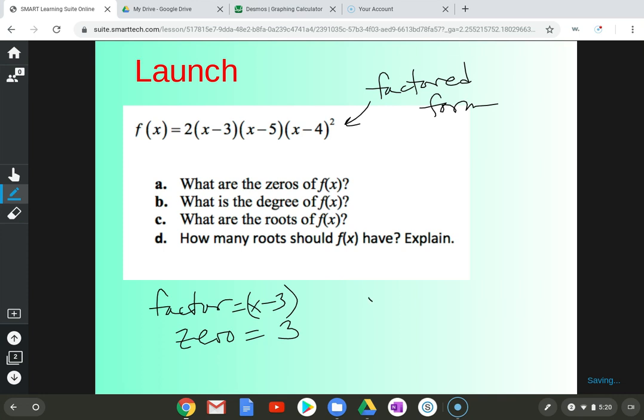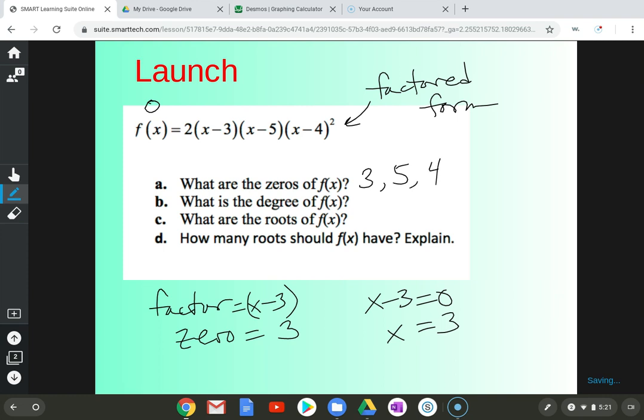Because remember, if we set x minus 3 equal to 0, and that's what we're finding, what x values cause y to equal 0, you solve for x and you get x equals 3. So essentially it's like changing the sign. Really what you're doing is setting your y equal to 0 and solving the equation. So you set each factor equal to 0 to get your zeros. So what are our zeros? Our zeros are 3, 5, and 4.